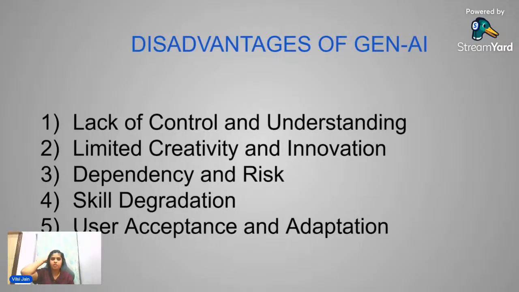There is limited creativity and innovation. That's something very important, because if you want to make any logo, you will be thinking from a very different perspective. It may happen that AI is making really creative code and everything, but still the human brain is seeing everything, right? They have a lot more innovation. So somewhere it is limited in creativity, with dependency and risk, which I told you. Skill degradation is one of the most important points. And user acceptance and adoption, which I don't think I need to teach you about.